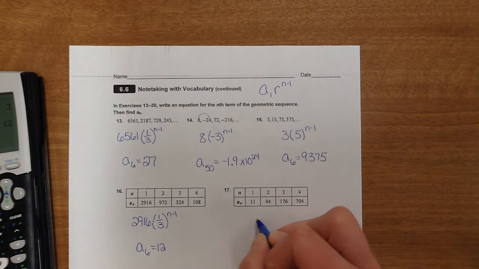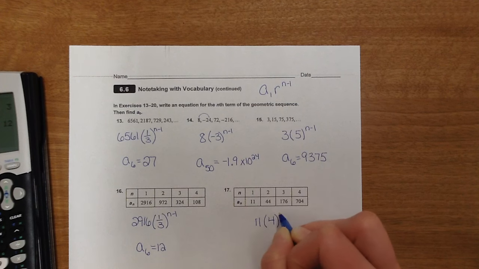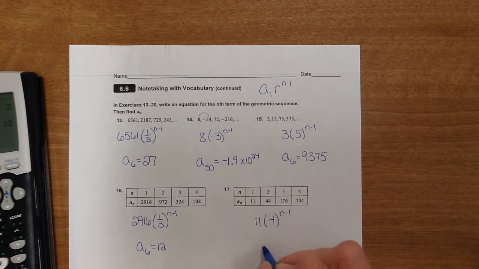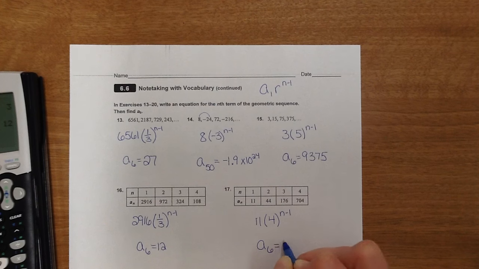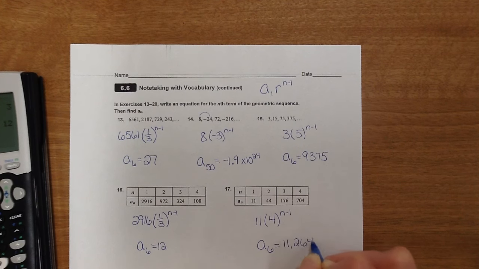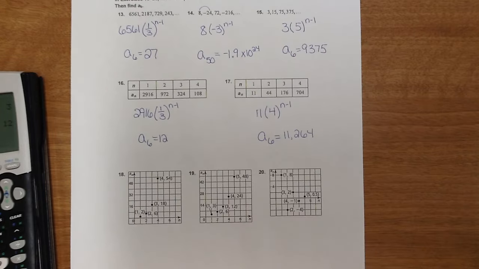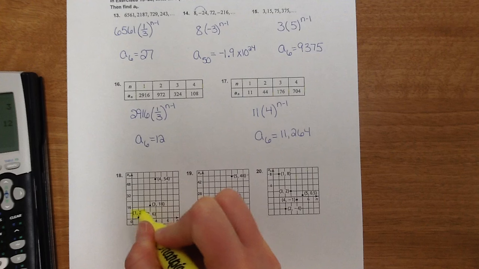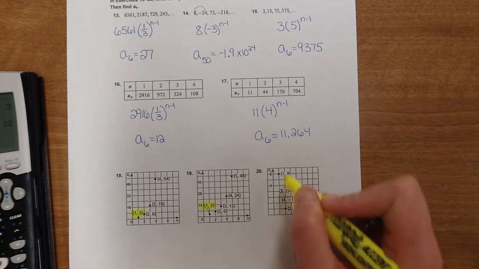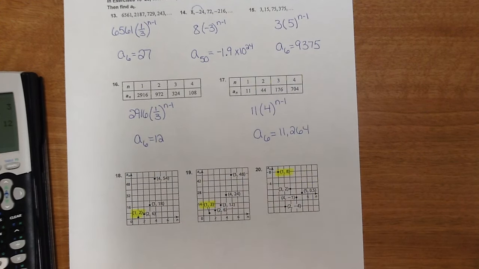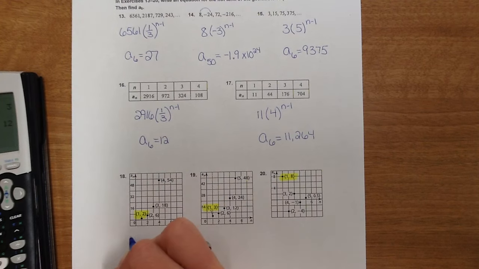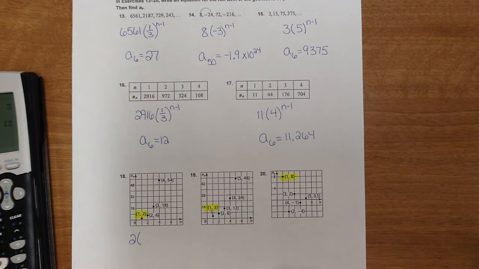All right, the next one is an 11, and then notice I'm going up, timesing by 4 each time. And then if I do a sub 6, I believe it's 11,264. Okay? All right, graphs, real quick. The graphs are no different. The nice thing is you have the first term right there, wherever it says 1 comma. So you've got the first term, so you just write that down. Now just look at your y values.